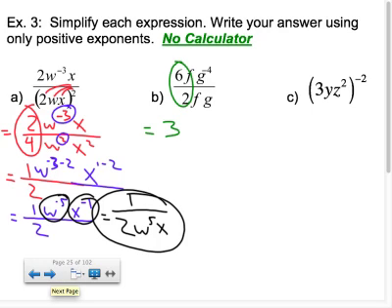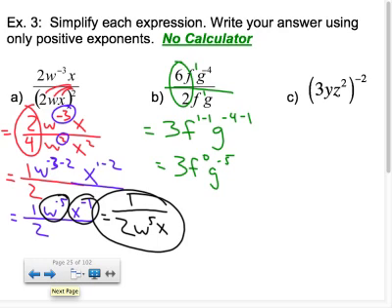Okay. In part B, again, the first thing I see is 6 over 2. I know that makes 3 on top. And then I'm going to go ahead and just use my quotient properties. The exponent here is 1, the exponent there is 1, so I have f to the 1 minus 1, and then I have g to the -4 minus 1. This is just combining things that we've talked about in the previous videos. So I have 3f to the 0, g to the -5.